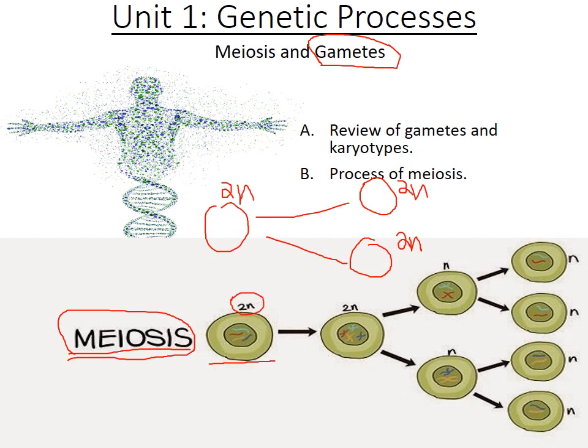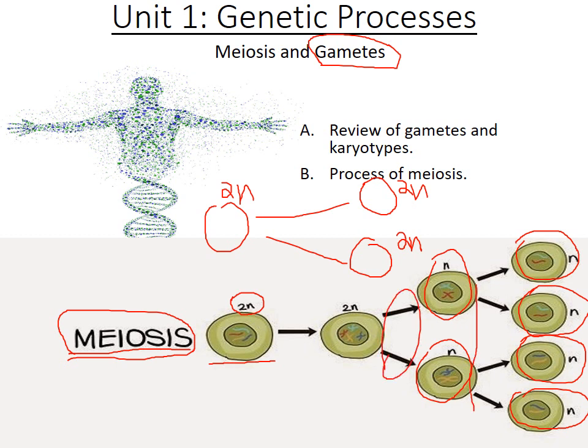That parent cell will eventually split into two haploid cells, and those two haploid cells will split into four haploid cells called gametes. So already we can see that meiosis involves two divisions. Our first division is over here, and our second division is over here. And rather than end up with diploid cells like in mitosis, we end up with haploid cells, N instead of 2N.